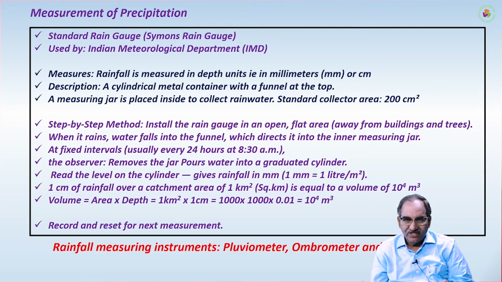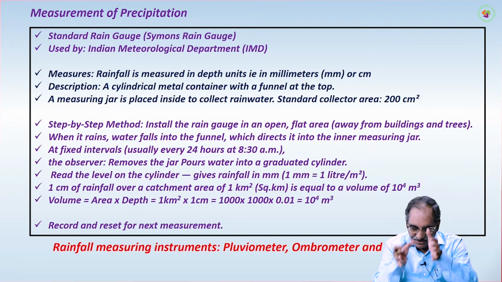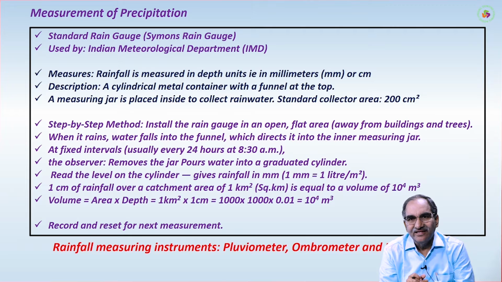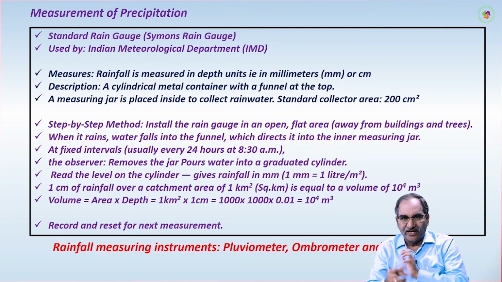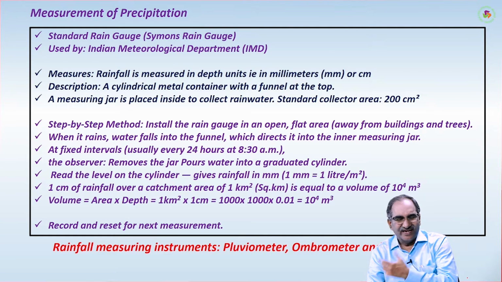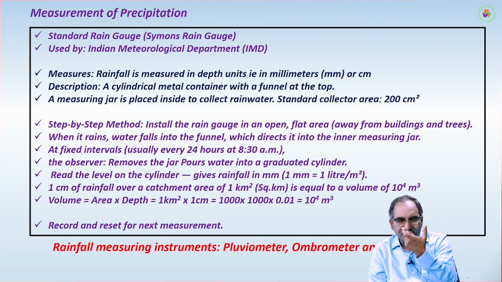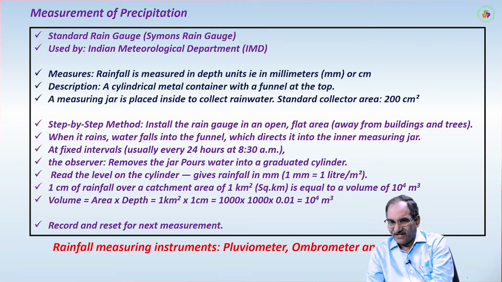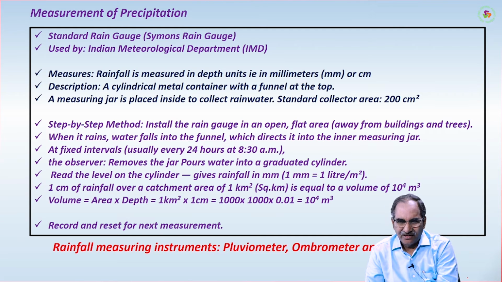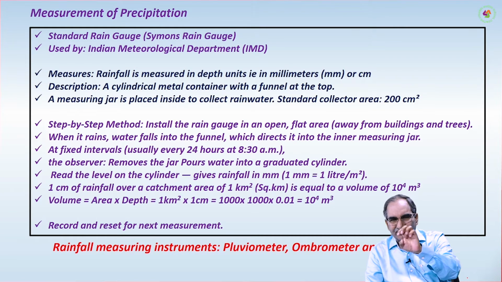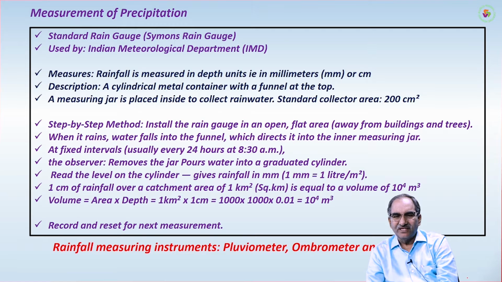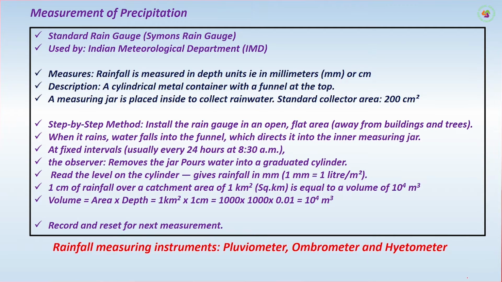Then you bring the Symons rain gauge, which is a metal one, and insert it into it. Let us know the dimensions of the Symons rain gauge. It is actually a cylindrical metal bucket with a diameter of 127 mm, that is 12.7 centimeters. I will show you this in the figure.